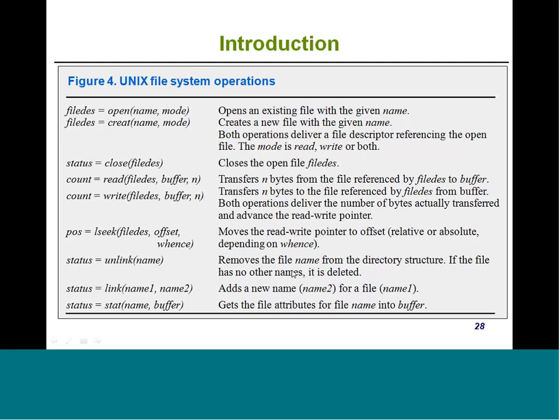And then unlink removes the file name from the directory structure. If it has no other names, the file is just deleted. Otherwise, it just removes that name alone, and the other names are kept. And link name1, name2 adds a new name called name2 to the file name1.